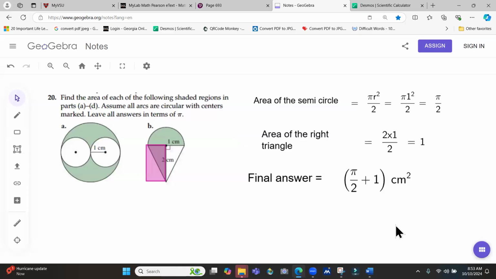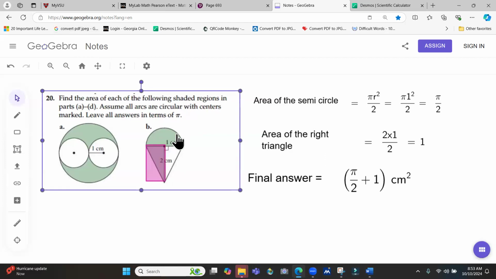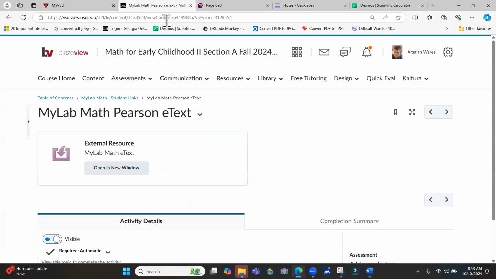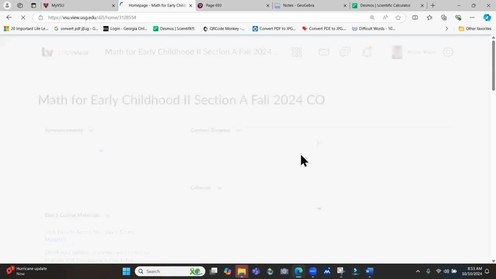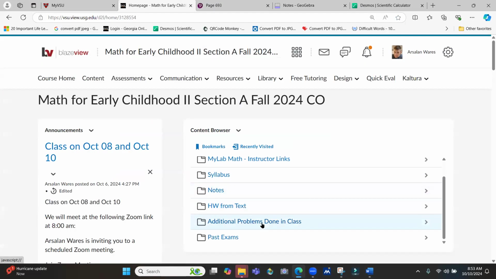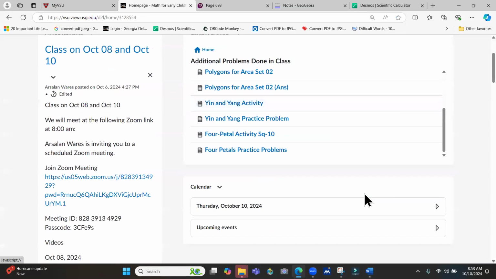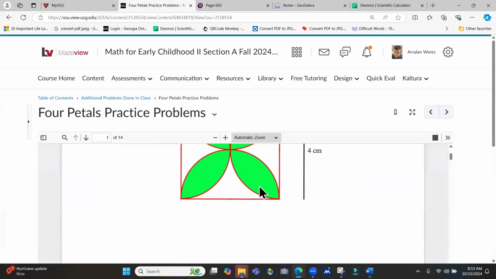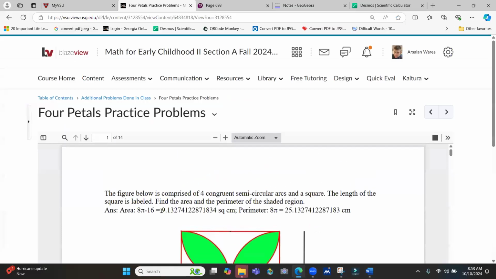So, guys, I don't have anything else for today. Let's stop lecturing here, but I'll be happy to be around to take your questions if you have any. If you want me to do some practice problems, I think I uploaded some. Let me see what I uploaded. So, you have these 4-petal problems. You want to practice them, guys. Answers are here.